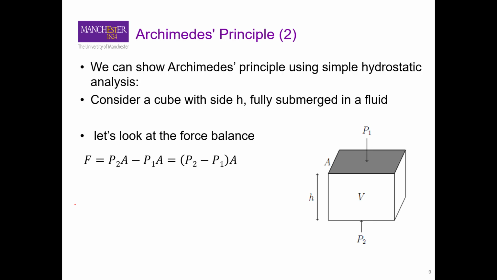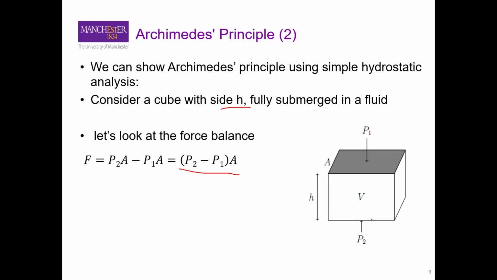Now let's look at it with a bit more sophisticated mathematics. We can consider a cube that has a height h and a volume V and is submerged in liquid. At the bottom of this cube we have a pressure P2, and at the top we have a pressure P1. Let's look at the force that is exerted on this cube. We have F equal to P2 times A minus P1 times A, where A is the arbitrary area, and we can take the area out and we have this expression here.